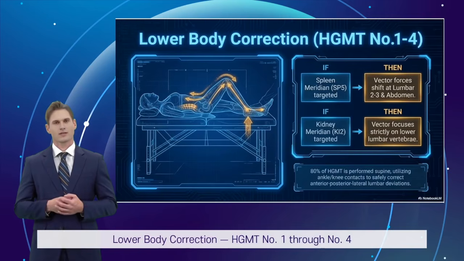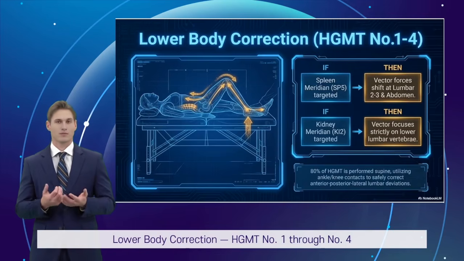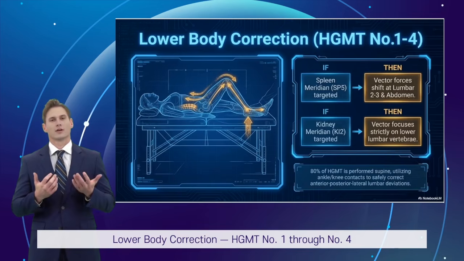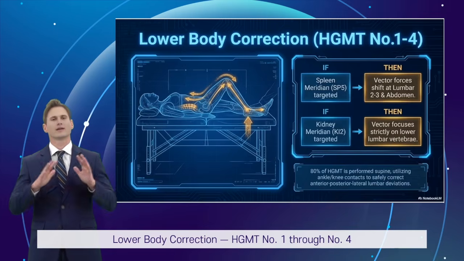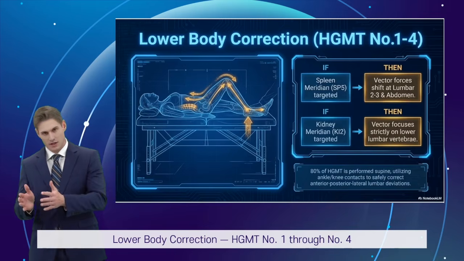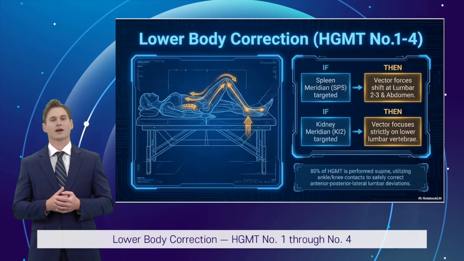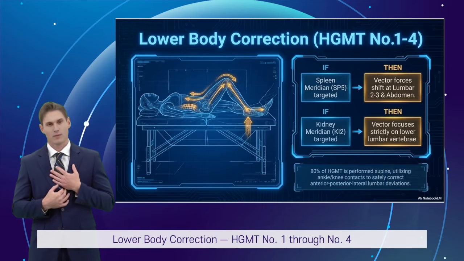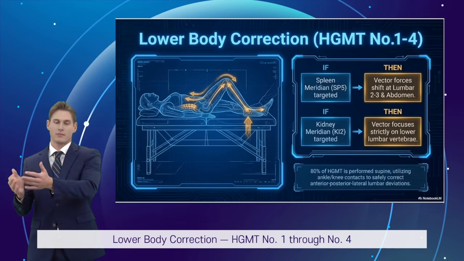Lower body correction accounts for a substantial share of clinical practice. Roughly 80% of HGMT is performed in the supine position, using ankle and knee contacts to correct anterior, posterior, and lateral deviations of the lumbar spine. Contacting SP5 on the spleen meridian, for instance, shifts the vector toward the 2nd and 3rd lumbar segments and the abdomen, while contacting K-I2 on the kidney meridian focuses the vector strictly on the lower lumbar vertebrae. The meridian selected, in other words, determines with real precision which segment becomes the target.